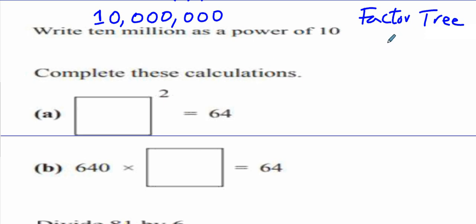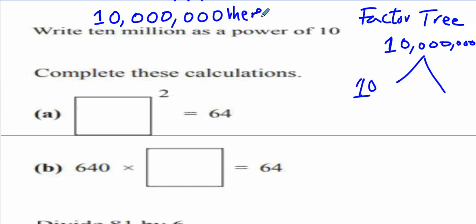Now 10 million, we want to make it as a power of 10. So that means, see how many tens are there in 10 million. Count how many zeros are here: 1, 2, 3, 4, 5, 6, 7. So that means in 10 million, there are 7 tens.